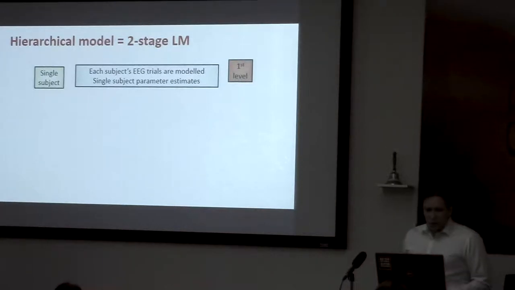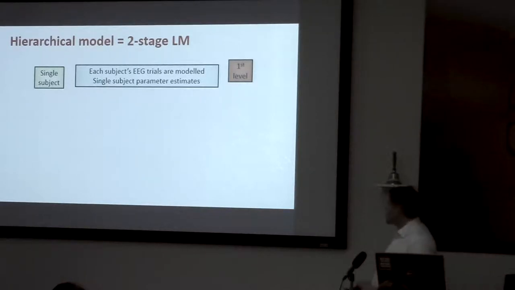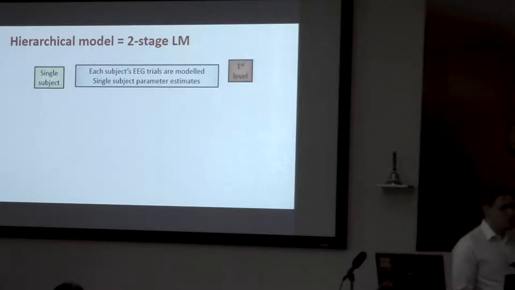Okay, so the way we do it is a two-stage linear model. So you do a single subject. So for each subject, you will take the EEG trials and you model them. And that will give you one parameter estimate. That's your first level. Which basically means before, what you were doing is for each subject, you compute an ERP, and then you do your statistics on the ERP. Now for each subject, we get parameters and we do the statistics on the parameters.